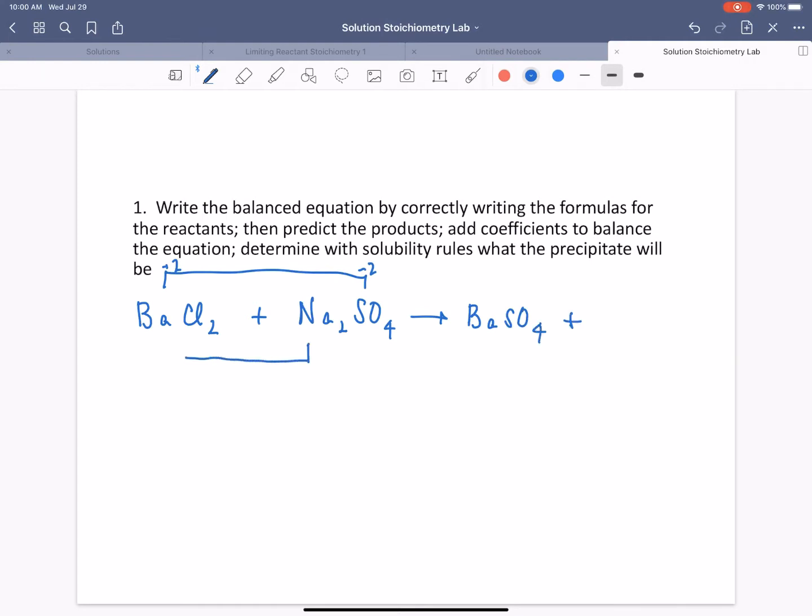Cation of the second with anion of the first: +1, -1, cation before anion, comes together in a 1-to-1 ratio. And now we'll add coefficients to balance the equation.